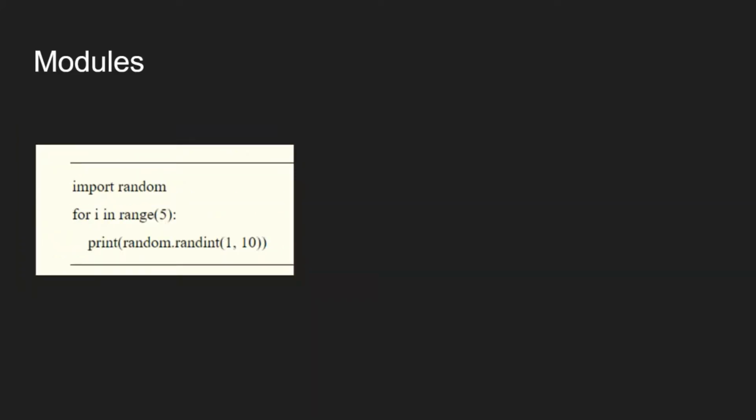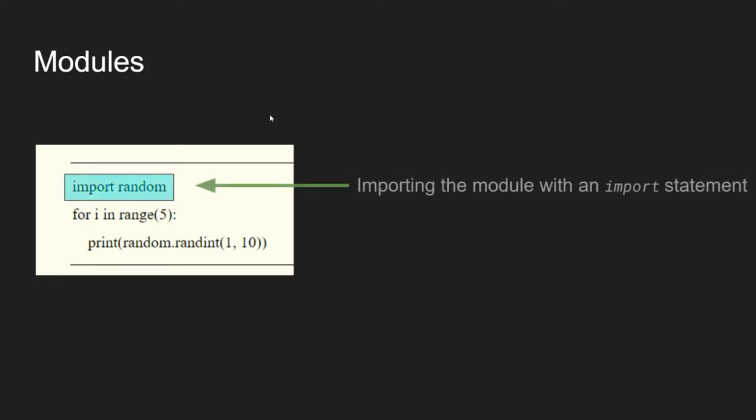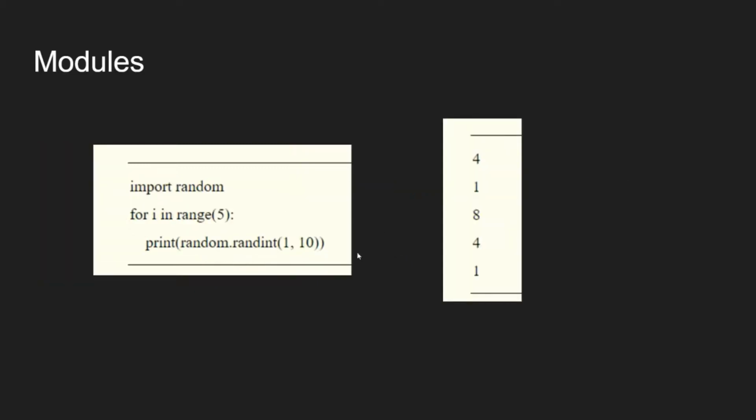We're using the random module. First we have to import the module with an import statement. This allows us to use the module's code in our own code. And then here we're using the module. So we do random, because that's what we imported, random.randint, which is the function that we're using. In this case, randint gives us a random integer between these two values. So the output will look like this, because it's a random integer between 1 and 10, 5 times.